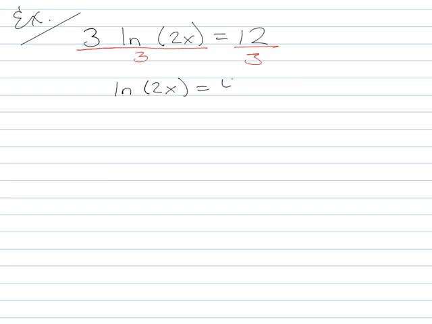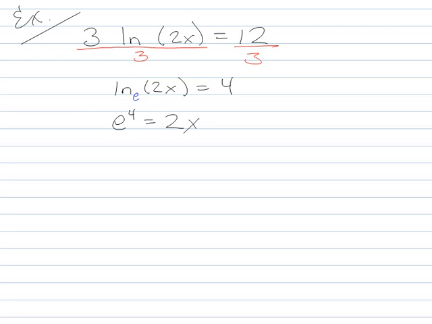So we've got something along the lines of 3 natural log of 2x equals 12. Like we said, we want to write this as a single log, so let's divide both sides by 3. We've got natural log of 2x is equal to 4. Remember, the secret base is e. So I've got e to the 4th equals 2x. I can now solve for x by dividing both sides by 2, so I've got x equals e to the 4th over 2.